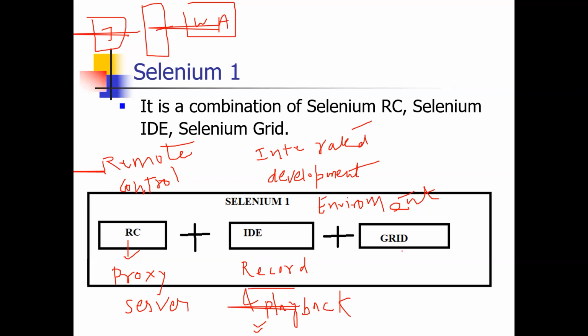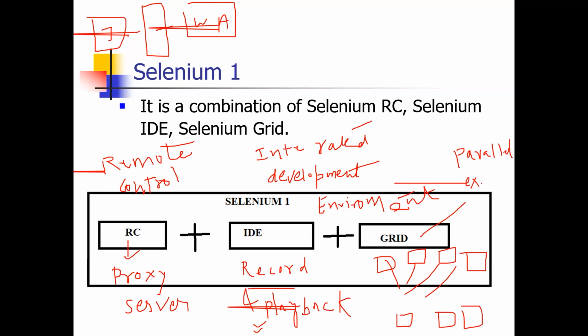Grid means if you have multiple test cases and you want to run them on multiple browsers with multiple platforms, browsers like Internet Explorer, Mozilla, Chrome, Opera, or multiple platforms like Windows, Mac, Linux, at the same time. So Grid in one line is parallel execution. It enhances the speed. So parallel execution is done. That is Selenium Grid.